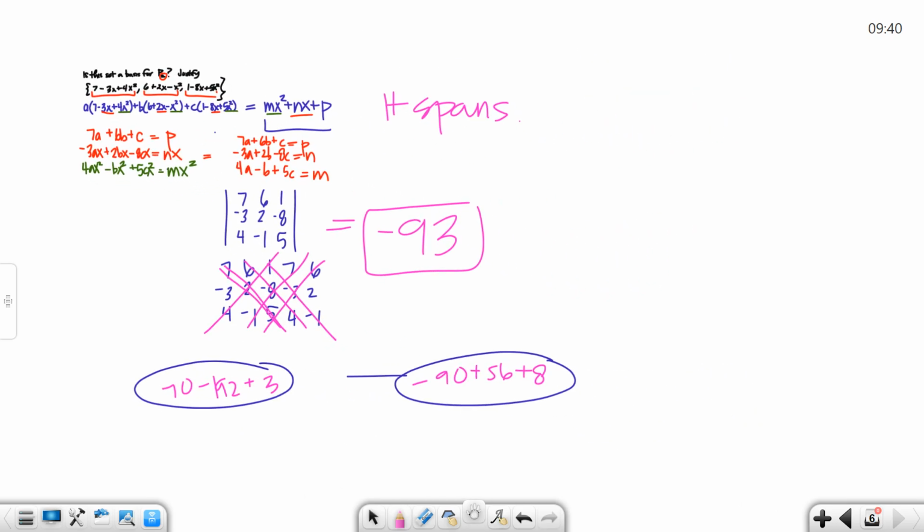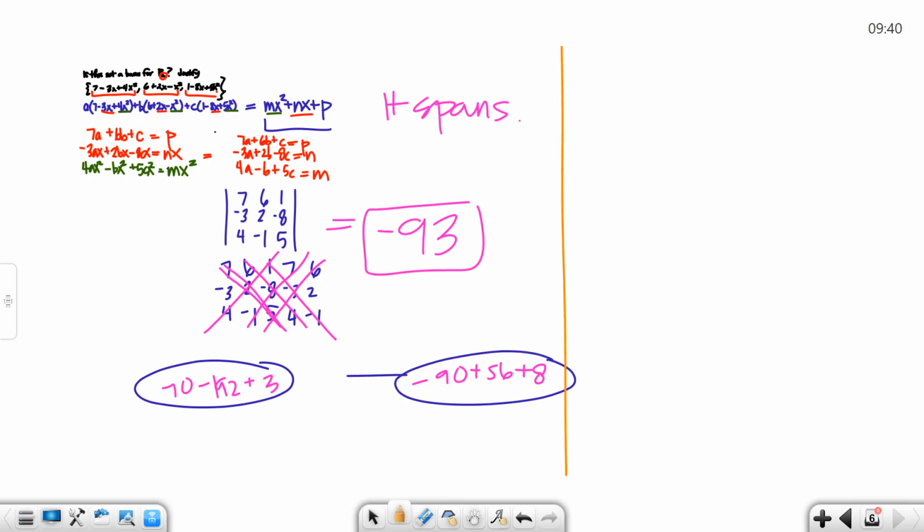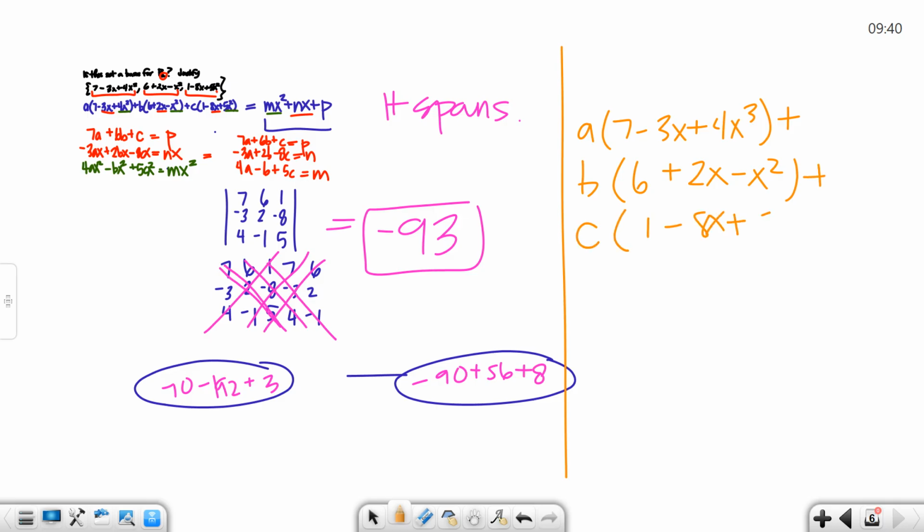So we have to do it again. We don't have to reinvent the whole wheel, but we have to do it again. So we have to say A times 7 minus 3x plus 4x cubed. I'm running out of room. Plus B times 6 plus 2x minus x squared. Plus C times 1 minus 8x plus 5x squared equals the zero matrix, the zero polynomial.